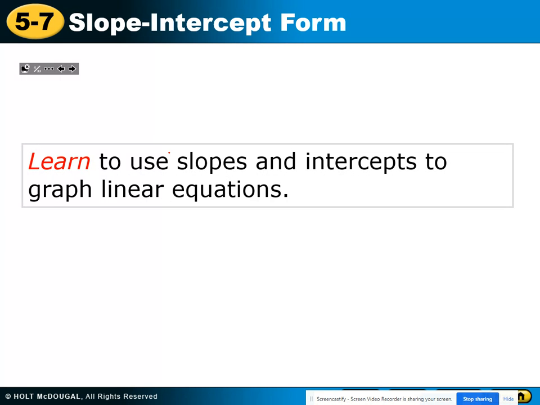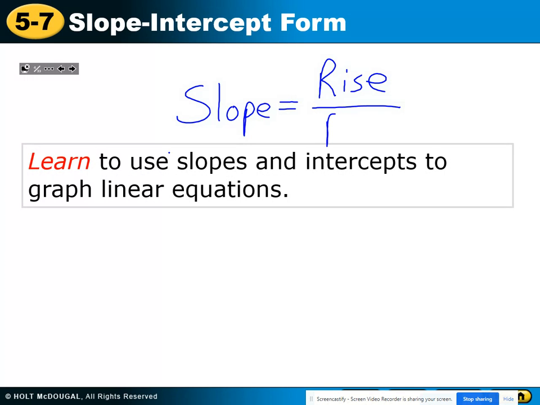Now, some of you really need to write this down. Slope is rise over run. This is the up and down. This is the left and right. You got to keep that straight because that was the only problem people were having yesterday. Okay? Slope is rise over run. Got to keep that straight.